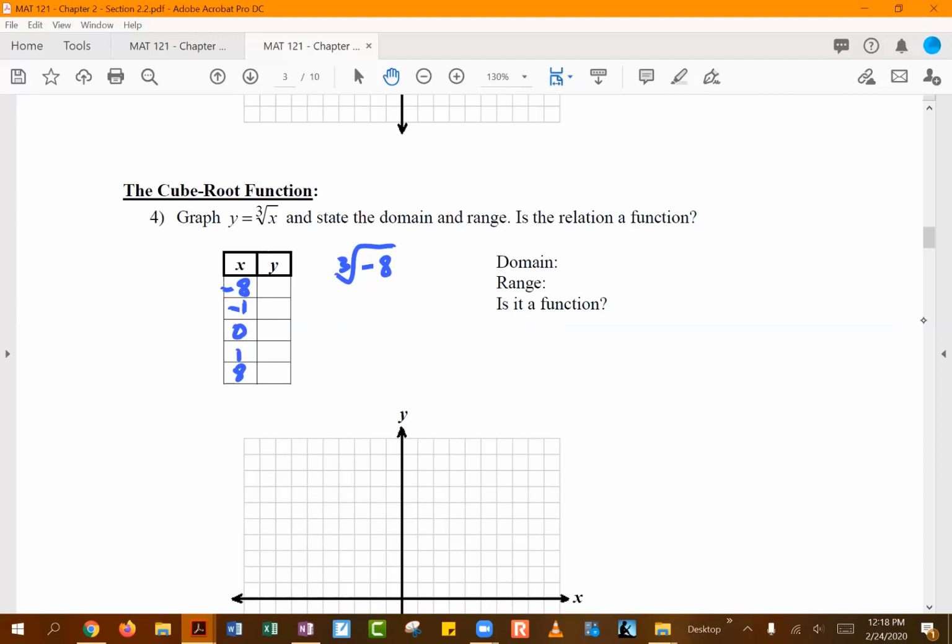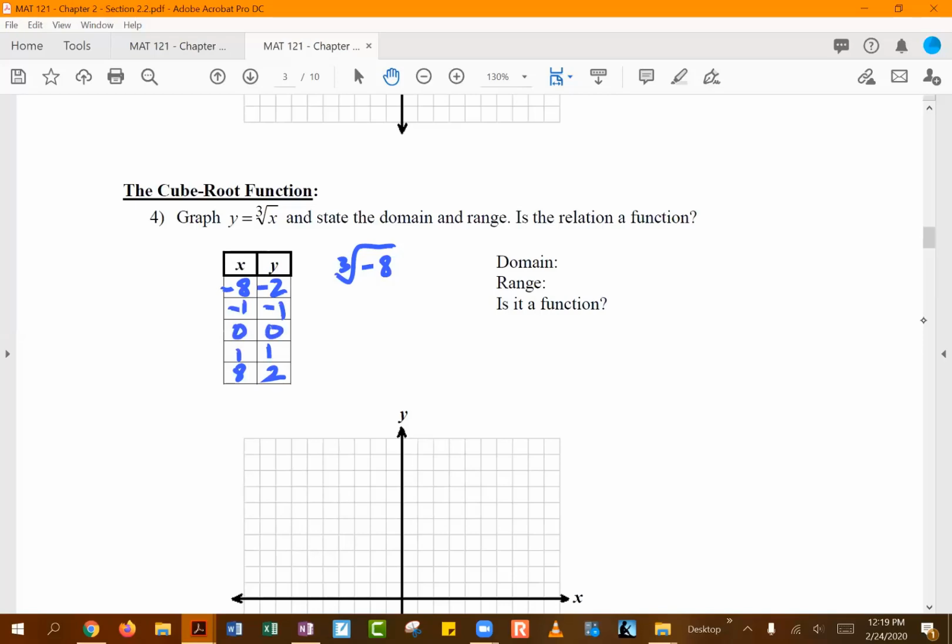Negative 2. So the idea is if I take negative 2 times negative 2 times negative 2, that should give me negative 8, right? So the cube root of negative 8 is negative 2. So cube root of positive 8 will be positive 2. Cube root of negative 1, negative 1. So cube root of positive 1 will be positive 1. Cube root of 0 will be 0.